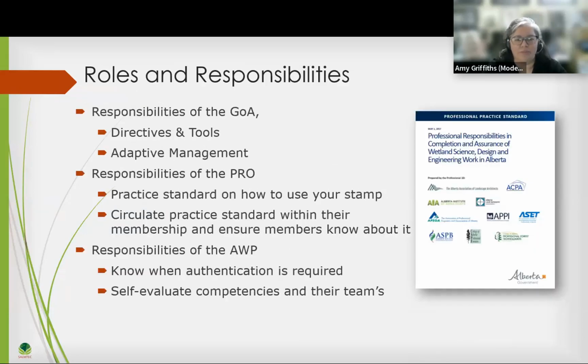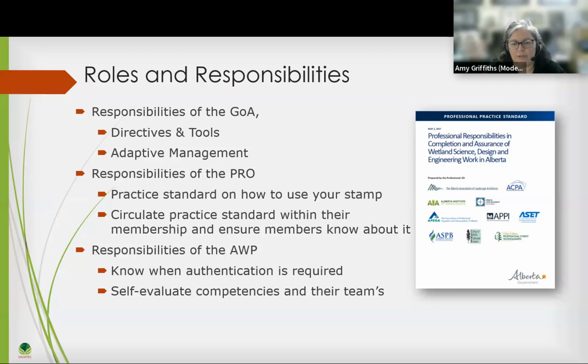So, roles and responsibilities. There were a lot of discussions about how to create the standards, and it was quickly recognized that there were multiple levels of responsibilities in the area of wetland practice. The standards included responsibilities of the government, the professional organizations or the Pros, and the authenticating wetland practitioners themselves.